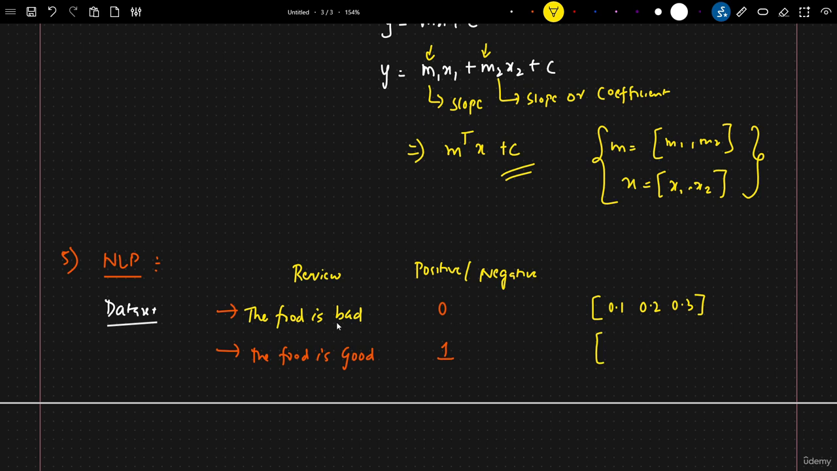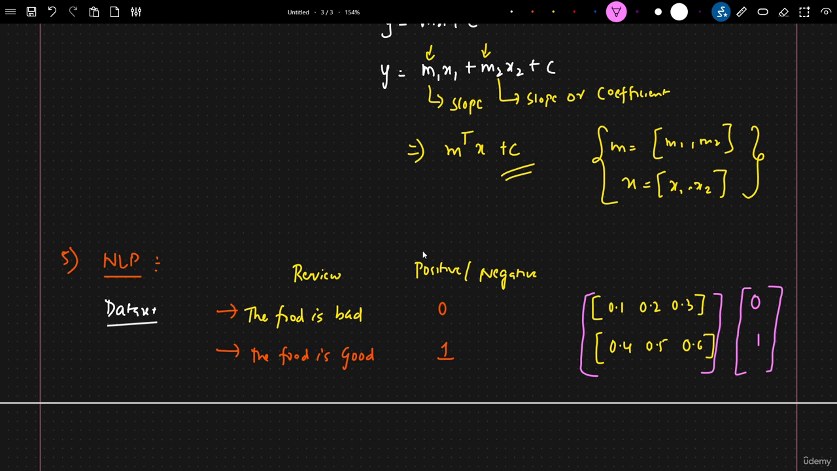We will talk about how we can convert text into vectors as we go ahead. The second sentence, the food is good, can be 0.4, 0.5, 0.6. And here you will see that I get the values as zeros and ones for the output feature. If I combine this together, this can be one matrix and this can be another matrix. I can consider this particular matrix and apply different machine learning algorithms to get trained.